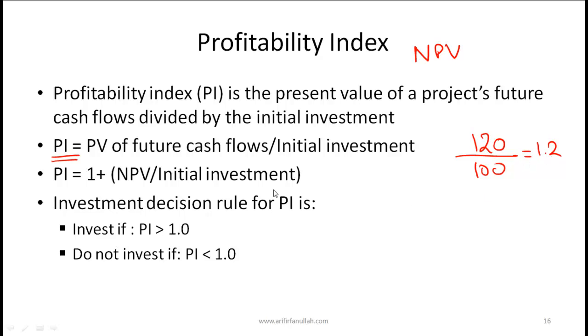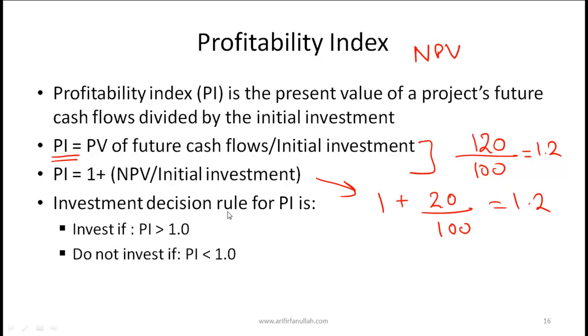The other way of looking at this is as follows, where the profitability index is 1 plus NPV divided by initial investment. So in this simplistic example, the NPV would have been 20 divided by the initial investment, which is 100. So this is equal to 1.2, and that essentially shows you that both these are equivalent.